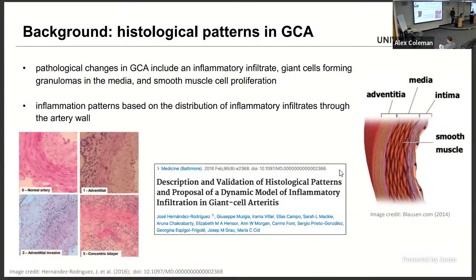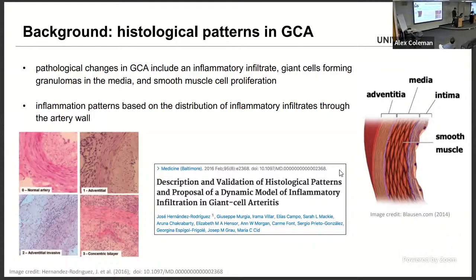So just to give a little bit of background, giant cell arteritis is the most common form of vasculitis in people over 50 years old. It's characterized by inflammation in medium and large vessels. And the pathological changes that occur in GCA patients include inflammatory infiltrates through the arterial wall. As you can see on the picture here, there are three layers of the arterial wall: intima, media, and adventitia.